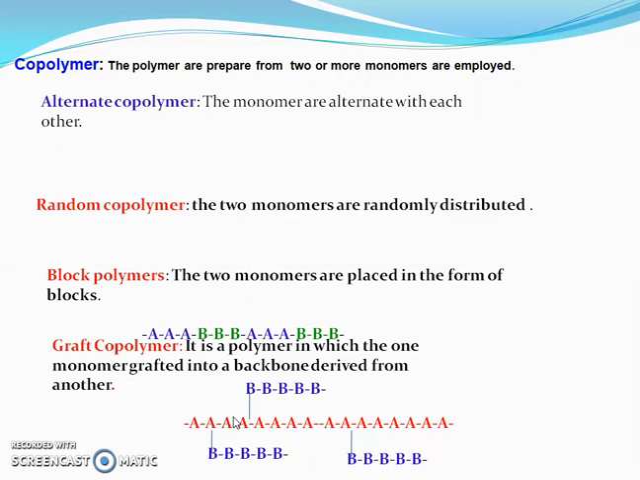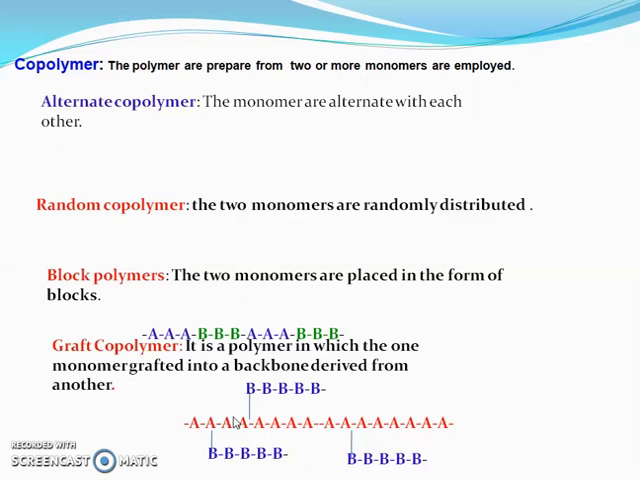Copolymers are polymers that can be prepared by the polymerization of two or more types of monomer. It means two different types of monomer, capital A and capital B. The structure of the copolymers depends on the relative amounts and the reactivity of capital A and capital B, as well as the conditions used for polymerization.